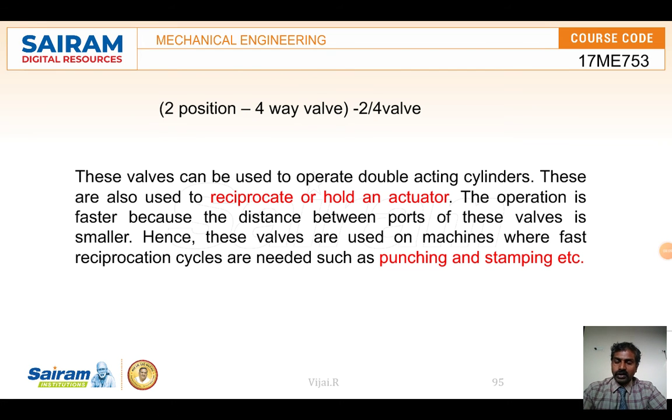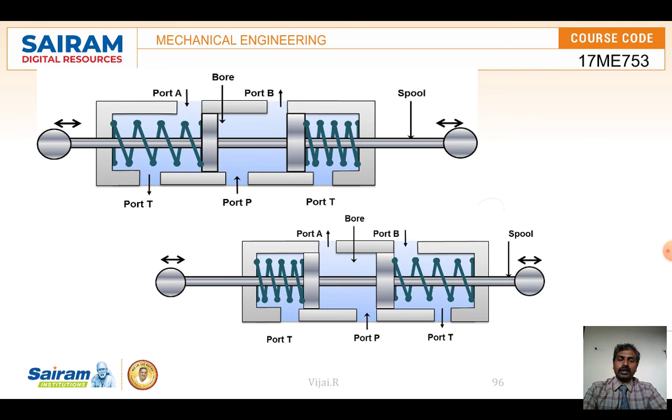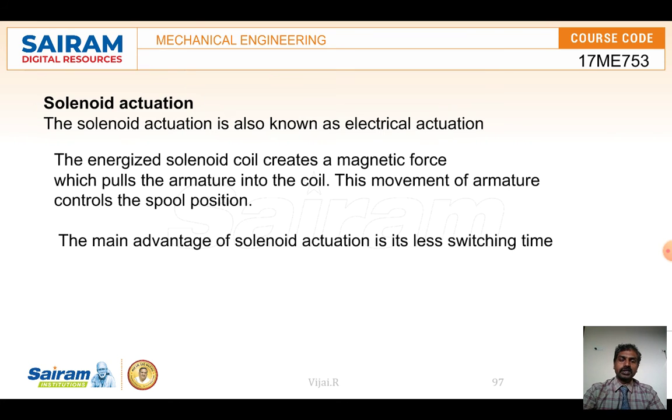Next, these valves can be used to operate double acting cylinders, so this is the four-way valve we have seen. Port A to port B is open, A to T is open, and another port T is closed. So this is the type.